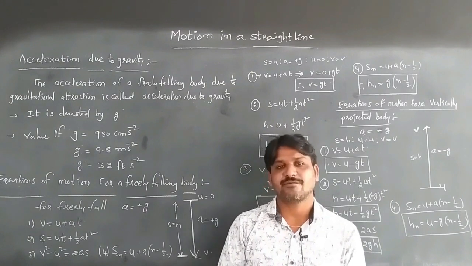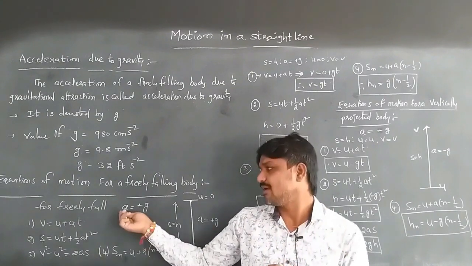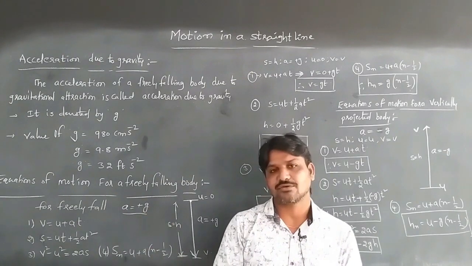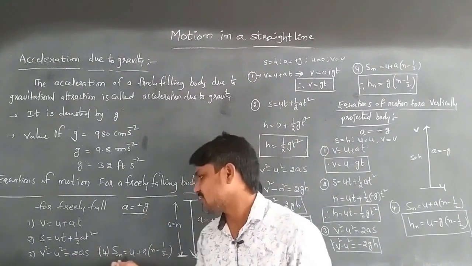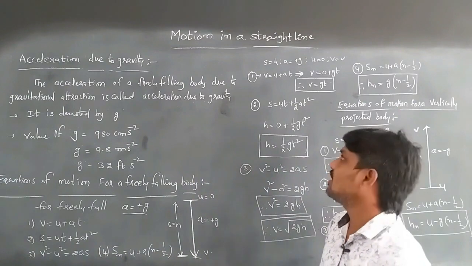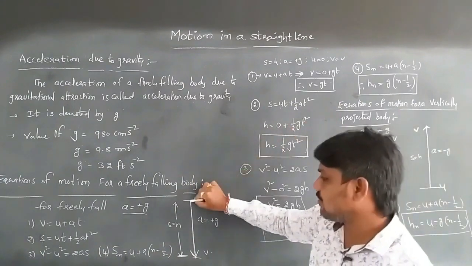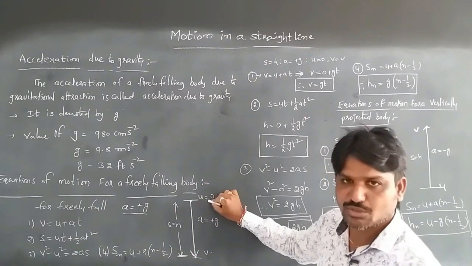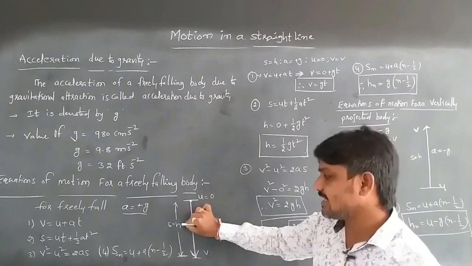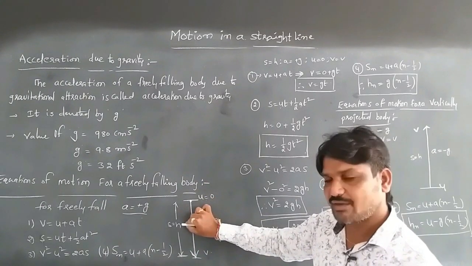In that case of free fall, the acceleration due to gravity will be positive, meaning a is equal to plus g. So with that plus g, we have the equations of motion. Four equations of motion are there. From that, by substituting, whenever the body is falling from a certain height, its initial velocity becomes 0, u is equal to 0, and s is equal to the displacement, the distance traveled by the body, s is equal to h.